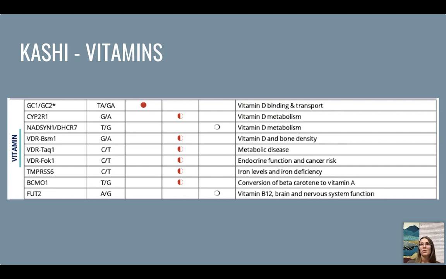So talking about prevention, another way to keep an eye on things is to look at your vitamin D levels as well. TMPRSS6 is a gene associated with iron absorption from the gut. So it can tell us if you're at risk for iron deficiency. BCMO1 gene is associated with the activation of vitamin A, or basically how our body turns it on and uses it. And then finally, the FUT2 gene is associated with vitamin B12 absorption. And vitamin B12 is really important for our nervous system and our brain and functioning.